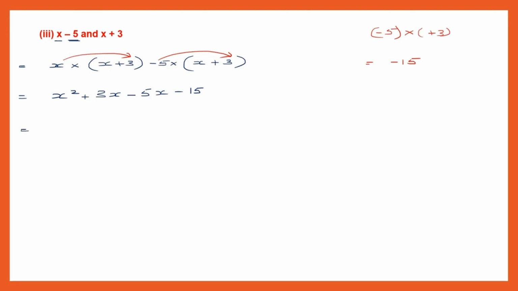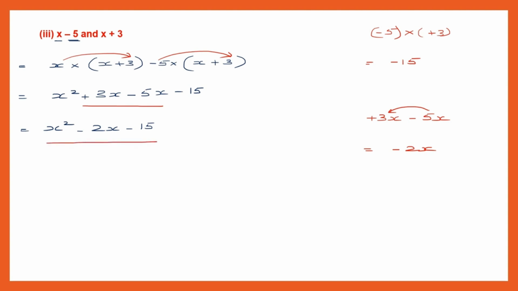So here we have x square and then we have plus 3x and minus 5x, which are like terms, so we can work that out. So plus 3x minus 5x. Signs are different, so put the sign of the bigger number and subtract 5 minus 3. That is 2, minus 2x. So here we can write minus 2x and then what is left is minus 15. So this is our answer. x square minus 2x minus 15.